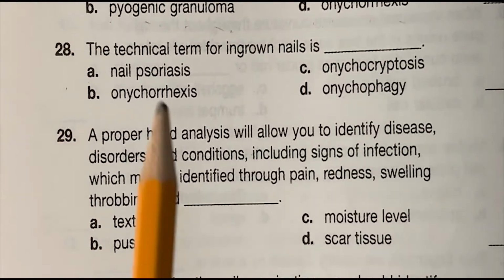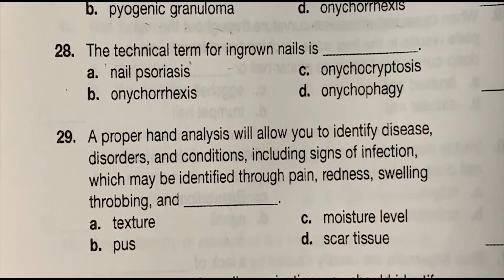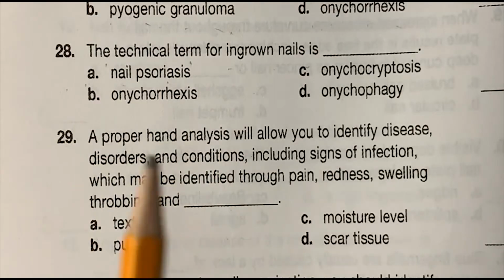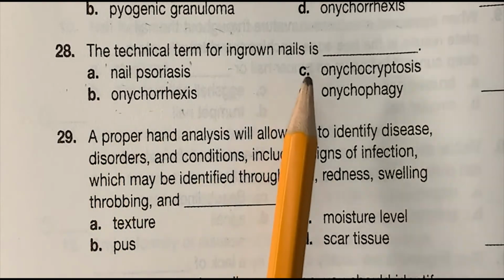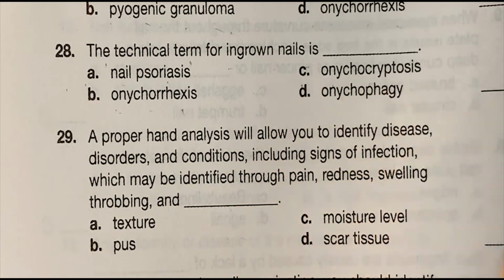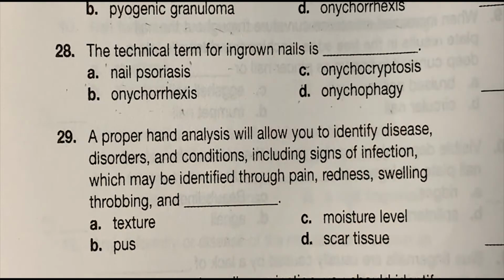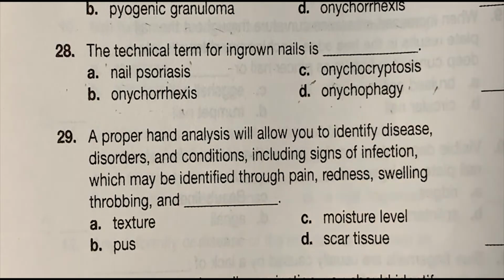Number 28, the technical term for ingrown nail is blank. Is it A, nail psoriasis? B, onychocryptosis? C, onychocryptosis? Or D, onychocryptosis? And your correct answer is C, onychocryptosis.